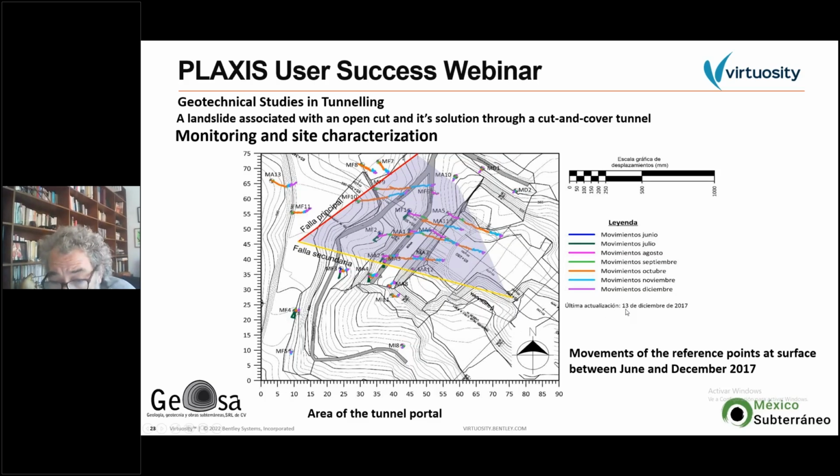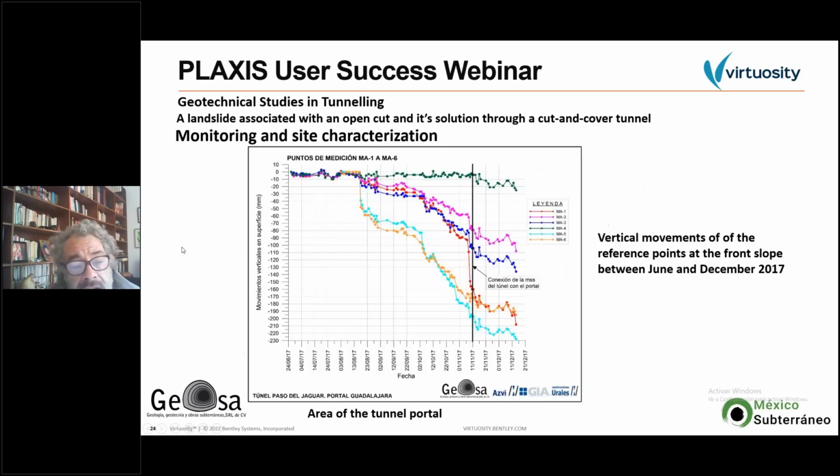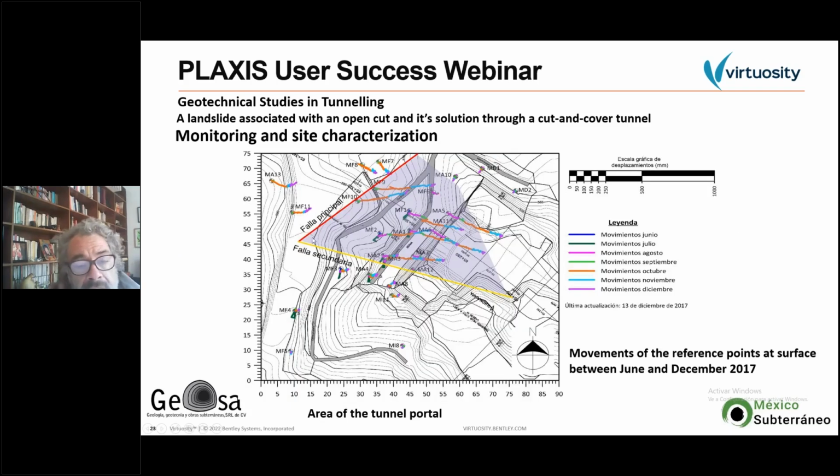This was done during some 1, 2, 3, 4, 5, 6, 7 months of monitoring. And if you take the time later to see the scale, you can see that the horizontal movements of the control points in the area get up to more than 50 or 60 centimeters of movement of this huge wedge.